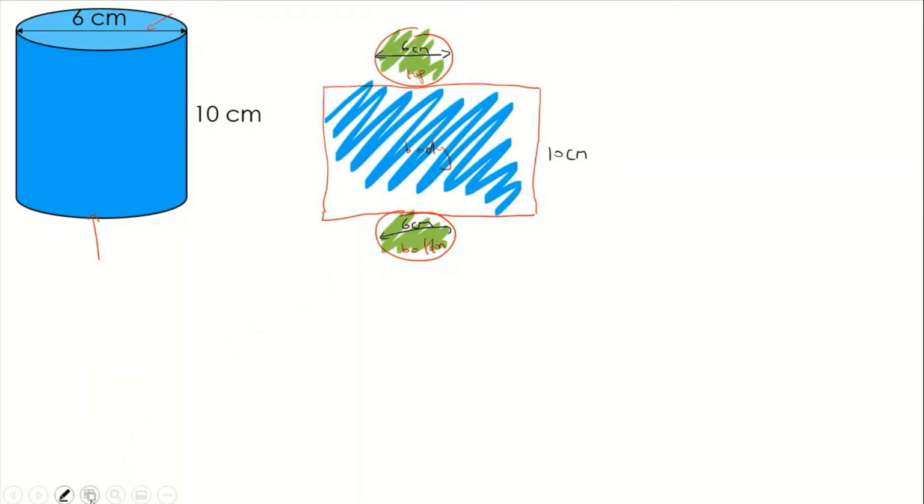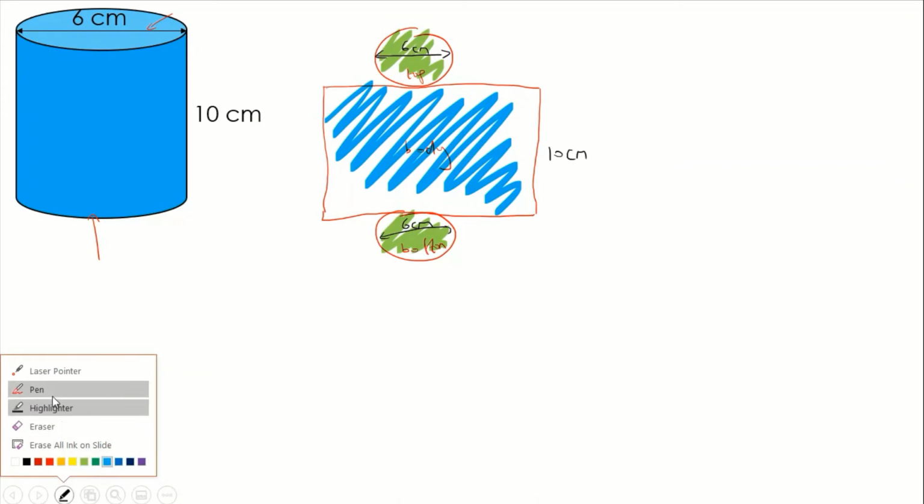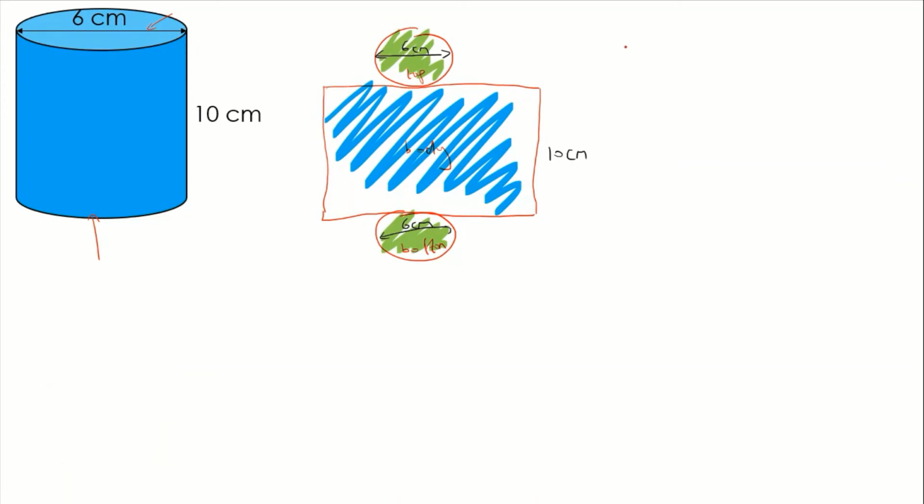Okay, so let's do the top and the bottom first because they're a bit easier. The top is a circle. Remember, that's pi times radius squared. Now this radius is not 6, remember. The radius is halfway across. So the radius is actually 3.